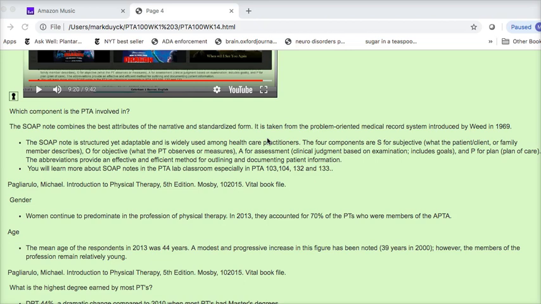Know that PTAs are licensed and are accredited in PTA programs through CAPTE, just as Lane is an accredited PTA program through the Council for Higher Education Accreditation, or accreditation for physical therapy education. So that's important to kind of get down what CAPTE is.